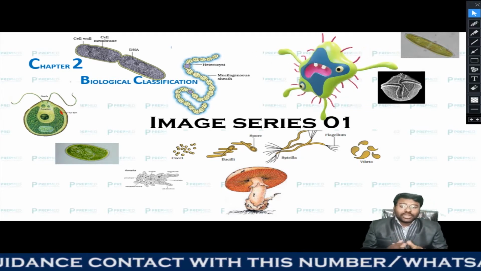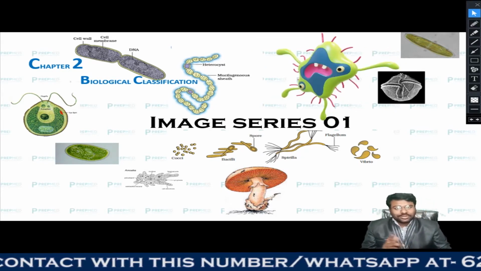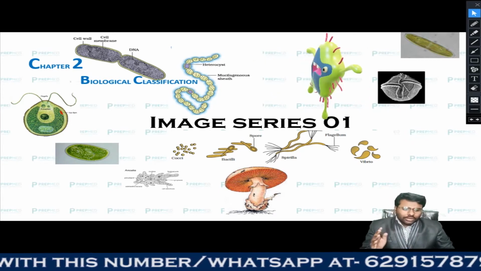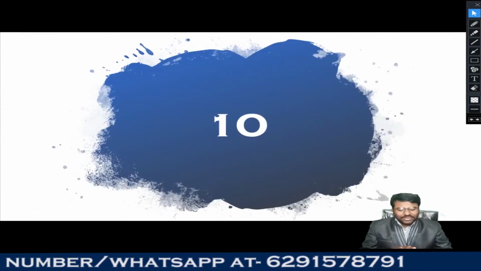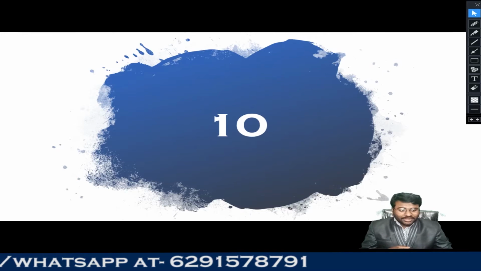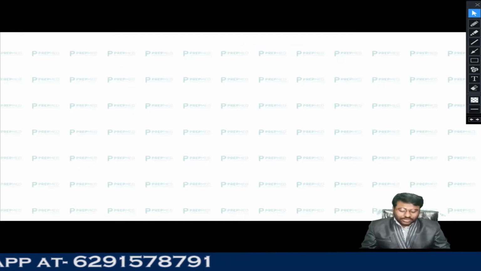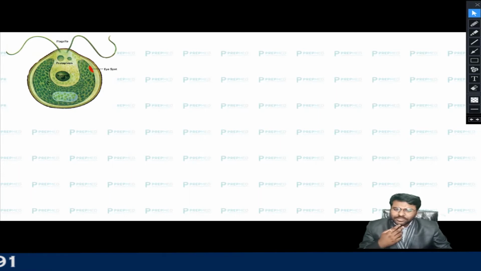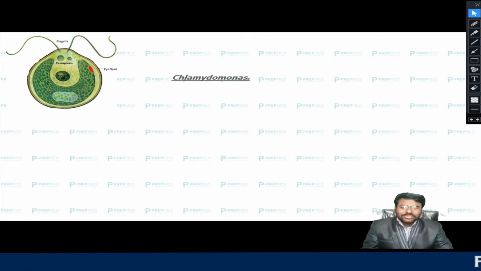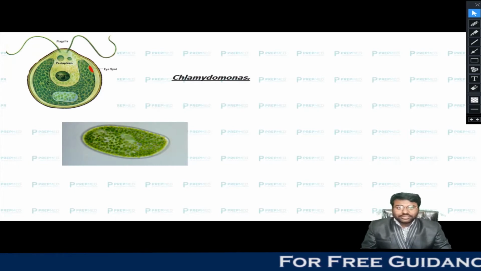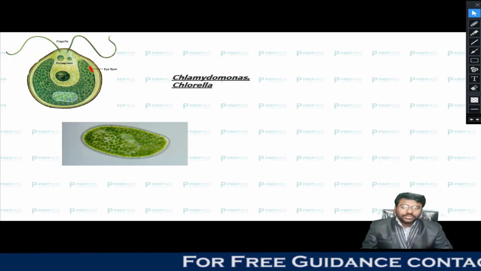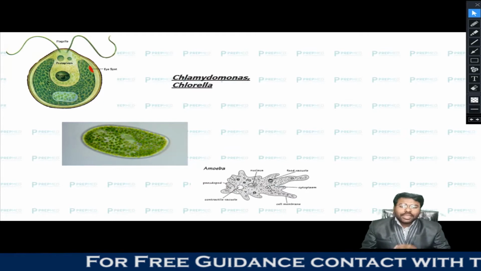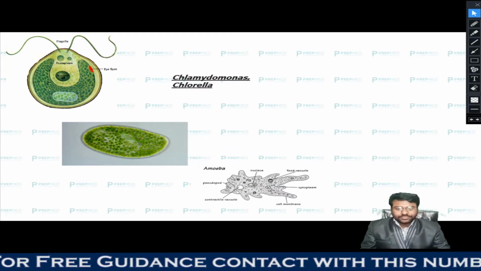Okay, so let's start image series number 1. The countdown starts with the 10th slide, and this slide contains these images. What is this image? This is the image of Chlamydomonas. Next, this is the image of Chlorella, and this is the image of the amoeba.